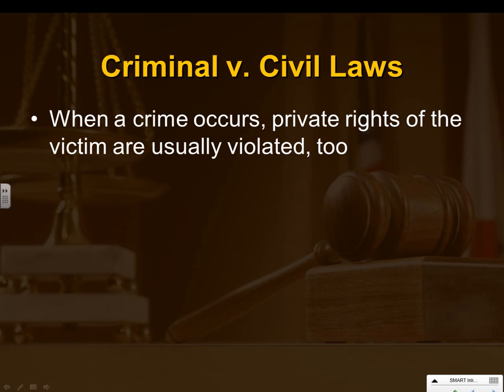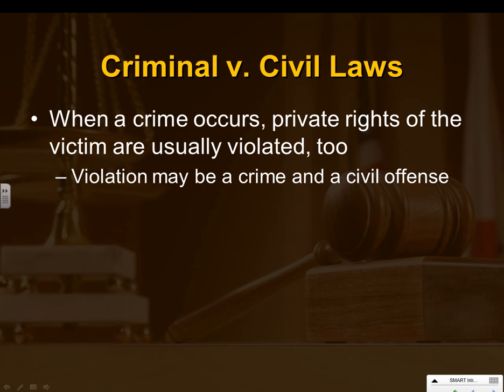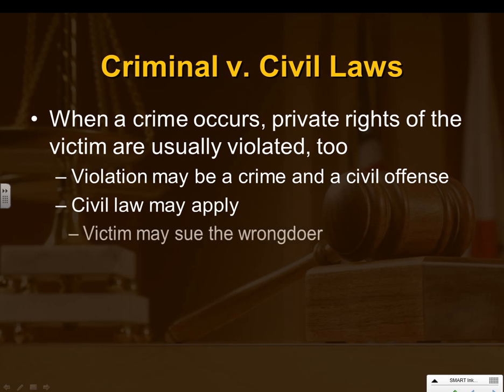Usually, when a crime occurs, private rights of the victim are violated also. A violation may be both a crime and a civil offense. The victim of the crime may sue the wrongdoer.